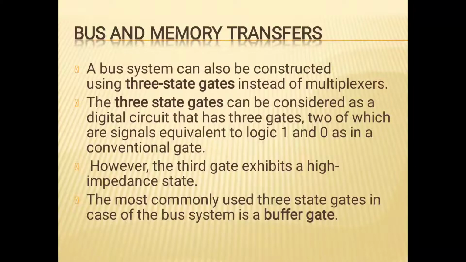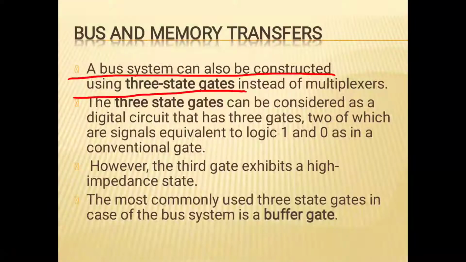A bus can also be constructed using three-state gates instead of the multiplexer. In the starting of this PPT, we discussed that a bus is constructed by two methods, two ways. One method is through the multiplexer, and one method is through the tri-state buffer. So now we can construct the bus through the tri-state buffer.